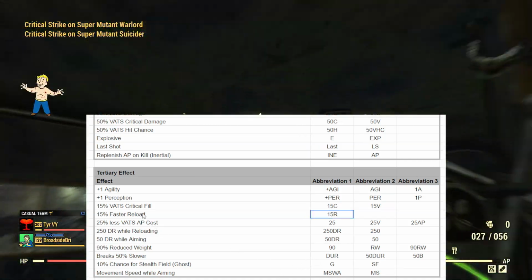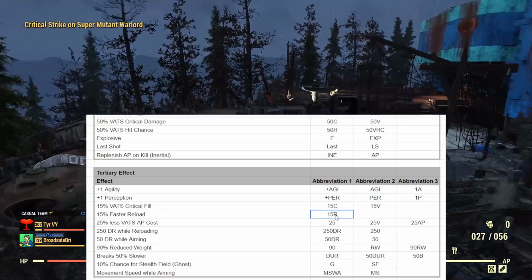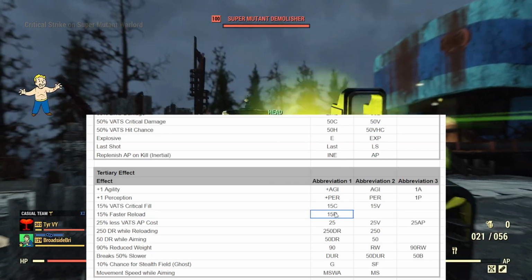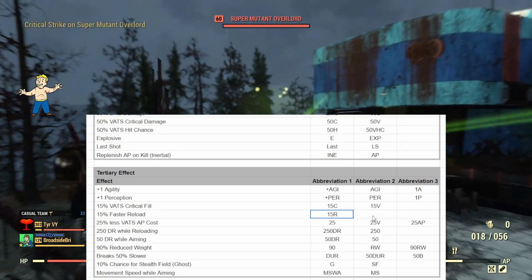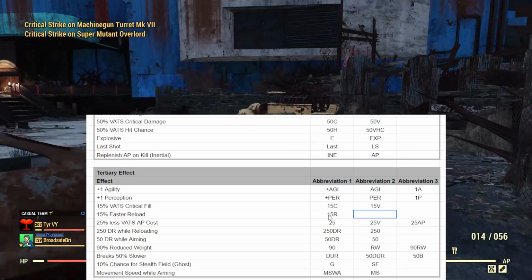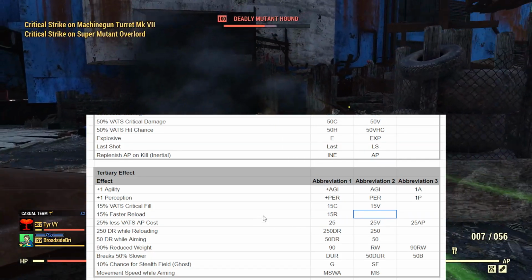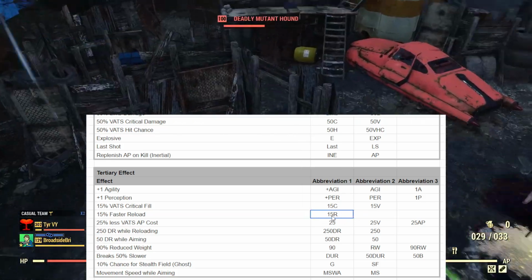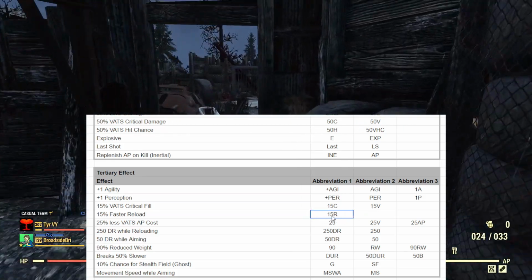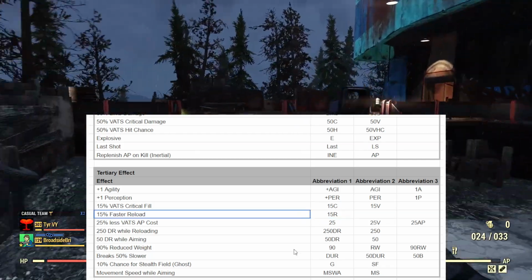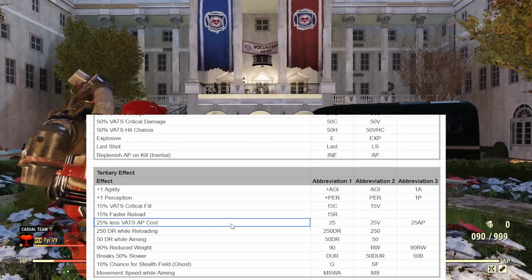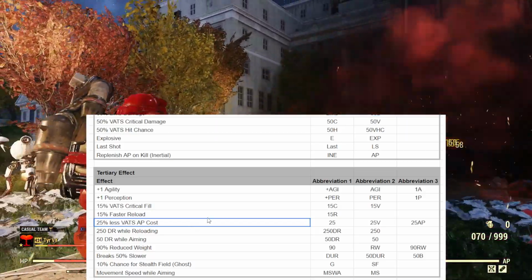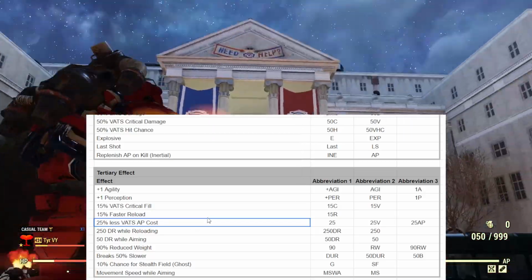Then we have 15% faster reload. 9 times out of 10 people write 15R. That's what I use to describe this as well. You can just use the 15 or just the R as well. Those are both acceptable options that I see out there. But just combine them to get your point across 100% of the time. No one can confuse it. 15R means 15 reload.